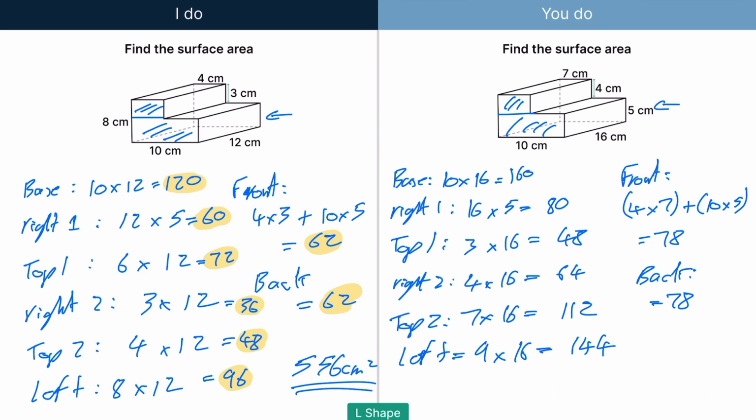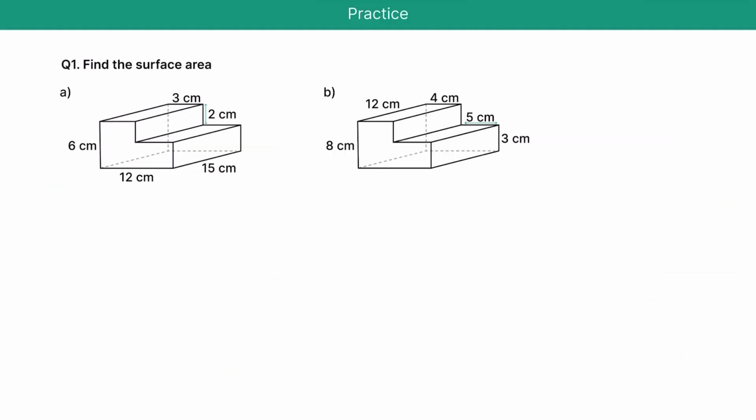and now it's just a case of adding all of this together, and that becomes 764 centimeters squared. So here's some practice questions. Press pause and have a go. Here are the answers. Mark your work.